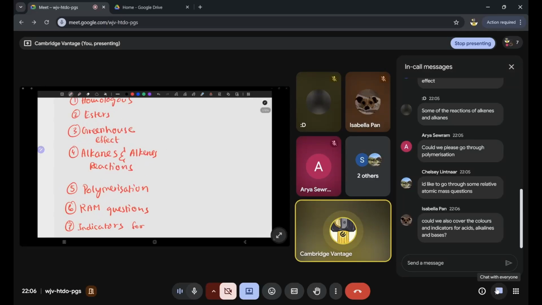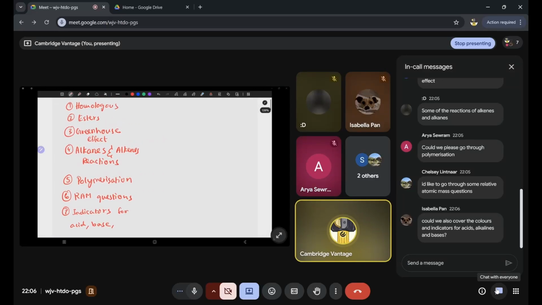At the moment we have these 7 topics listed: homologous series, esters, greenhouse effect, alkanes, alkenes reactions, polymerization, relative atomic mass questions, and colors of indicators for acid bases and titration questions in general. Any other topics other than these? If not, just give a thumbs up.